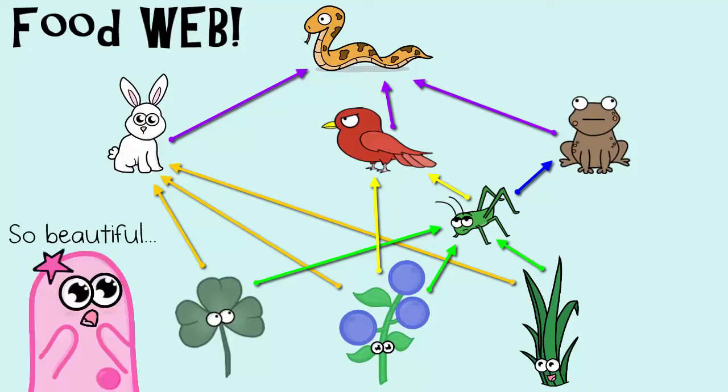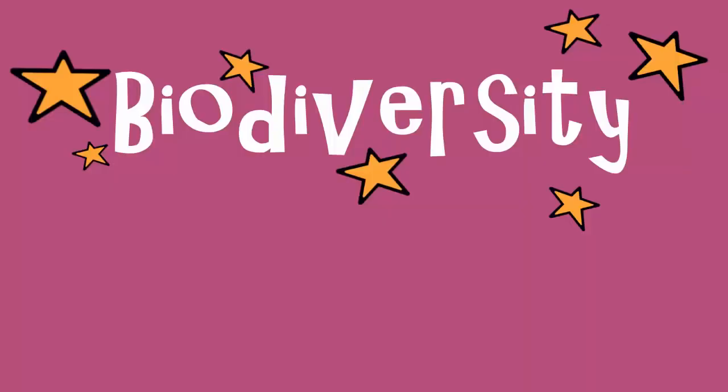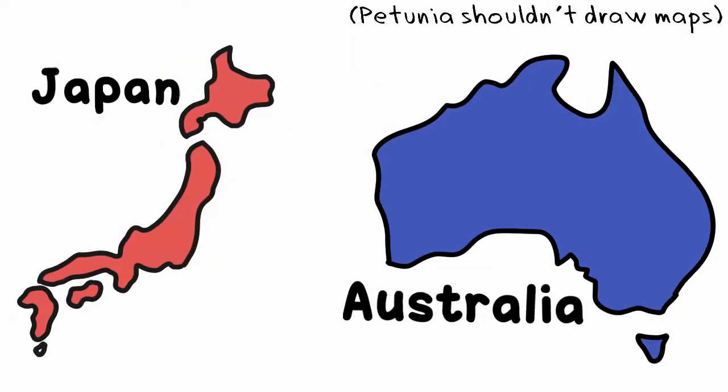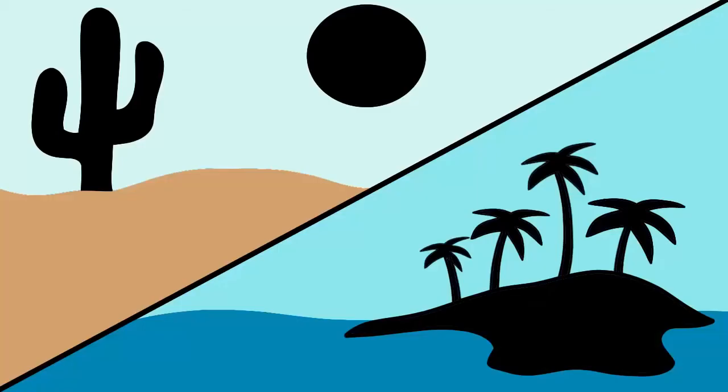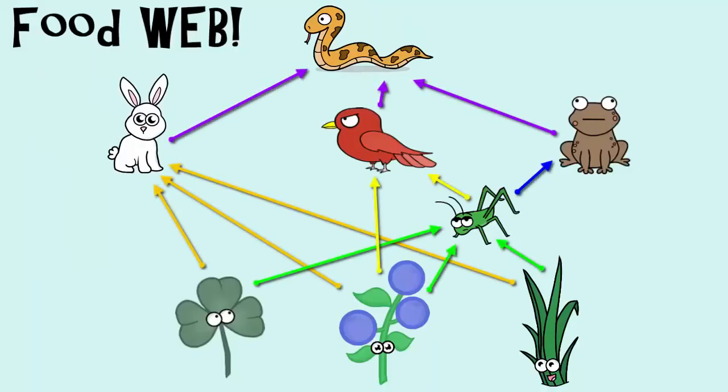The beauty of a food web is that it shows more interactions among a variety of producers and various level consumers. It also can show biodiversity. Biodiversity is the variety of organisms, all types of organisms, living in a given area. The size of the area that we're talking about, as well as the climate of the area, directly affect the biodiversity that is present. Biodiversity can contribute to the sustainability of an ecosystem.